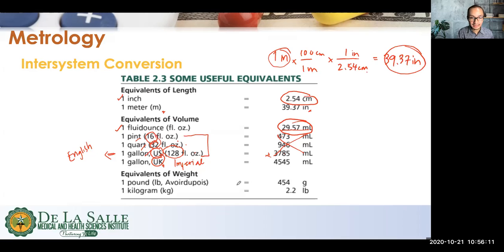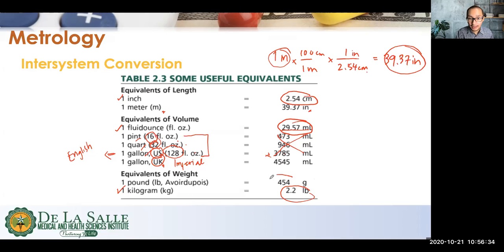And then lastly, I will ask you to be familiar with this: 1 kilogram is 2.2 pounds. And this is very useful, especially when you convert your own weight, from pounds to kilograms or kilograms to pounds. So just remember 2.2 pounds are equivalent to a kilogram.